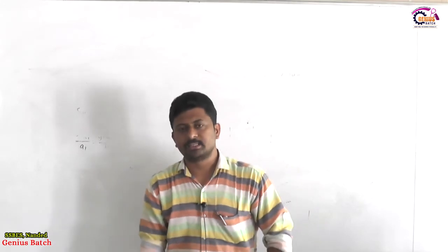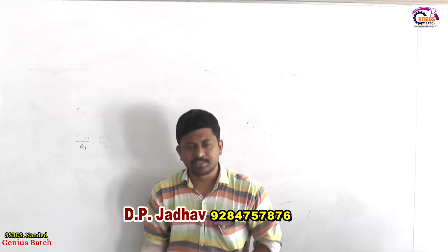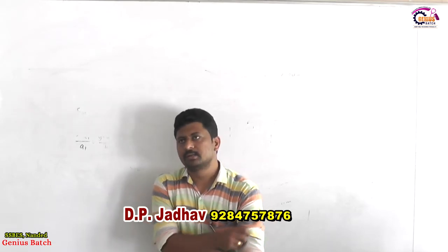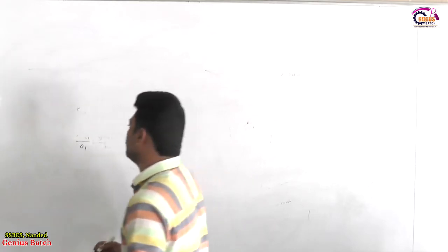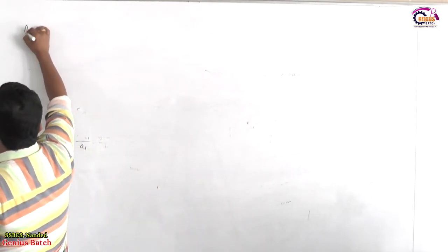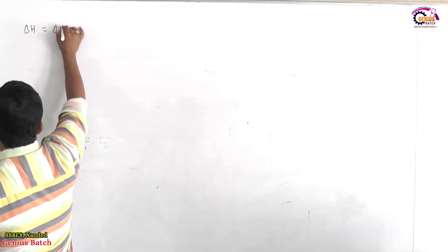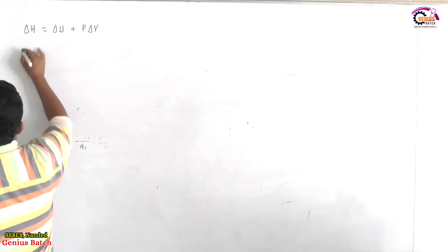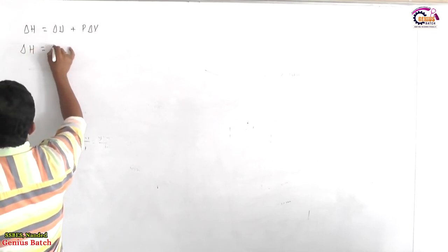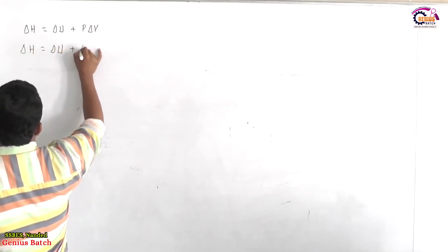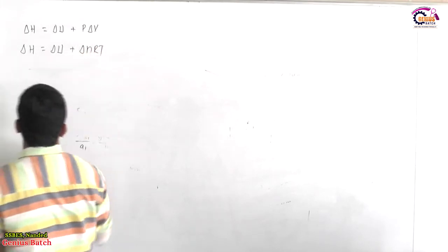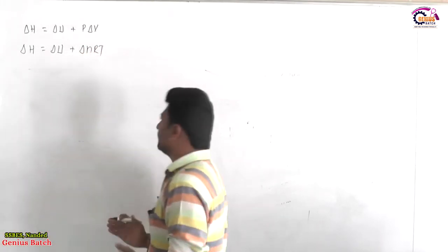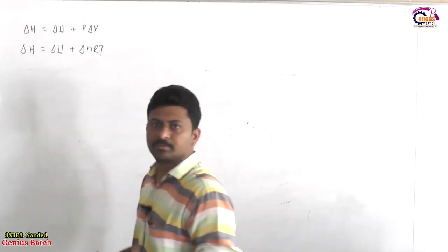In the last lecture we were up to the interrelation between delta H and delta U according to the definition of enthalpy. The relation we obtained in the last video lecture was delta H, the enthalpy change for the reaction phase, is equal to delta U plus P delta V, which alternatively can be taken as delta H is equal to delta U plus delta nRT. These were the equations that we have seen in the previous one.